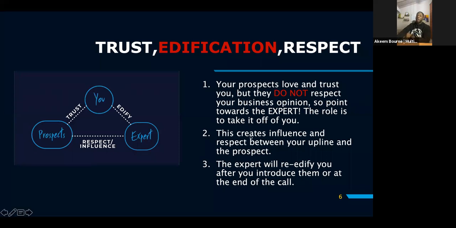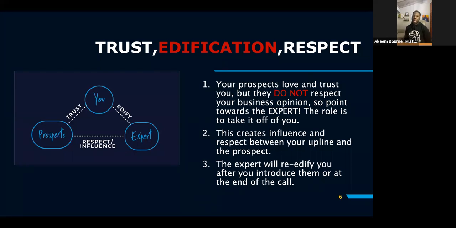So the role is to take it off you. Let me tell you what this does, right? This creates influence and respect with your upline and the prospect. That's right here. Critical stuff. This creates influence and respect. Because now, when I share this story, I did a three-way, and I can talk about this too as well. I did a three-way with Khadija from the UK.